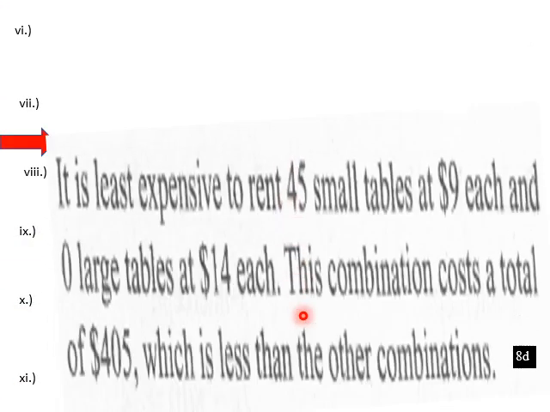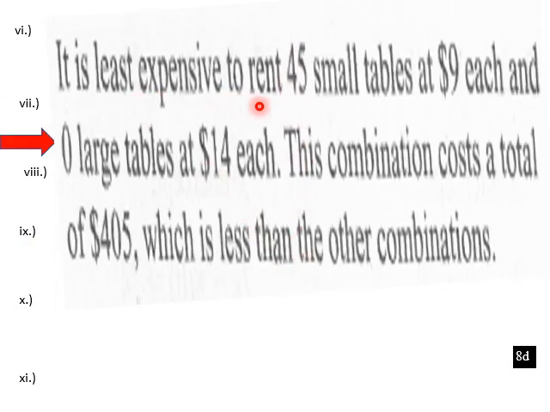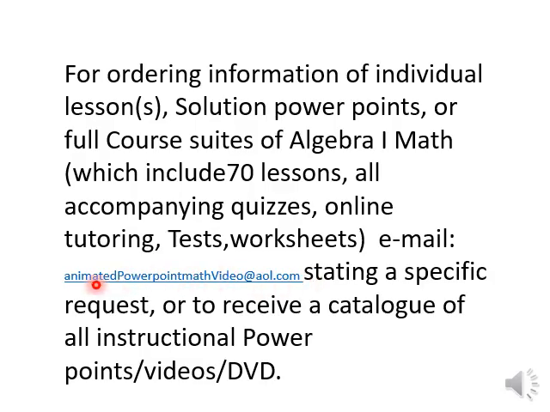So there's our solution. It is the least expensive to rent 45 small tables at $9 each and 0 large tables at $14 each. This combination costs a total of $405, which is less than the other combinations. And that's your lesson for today.